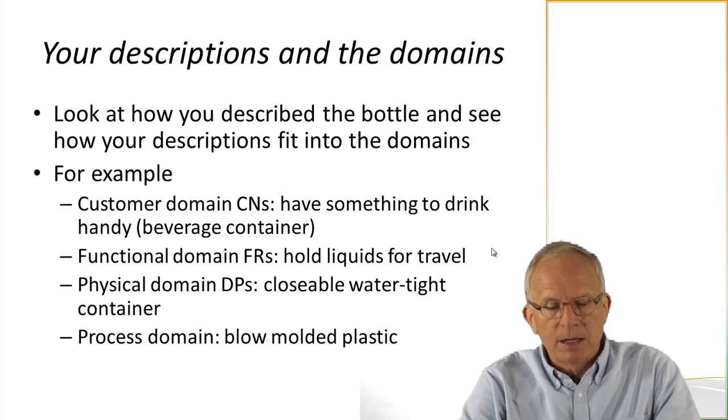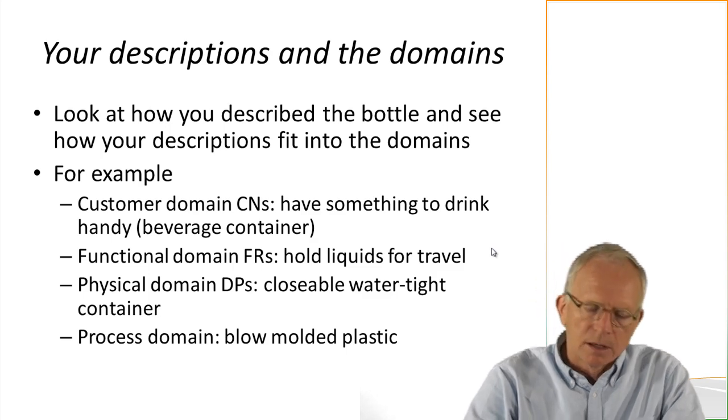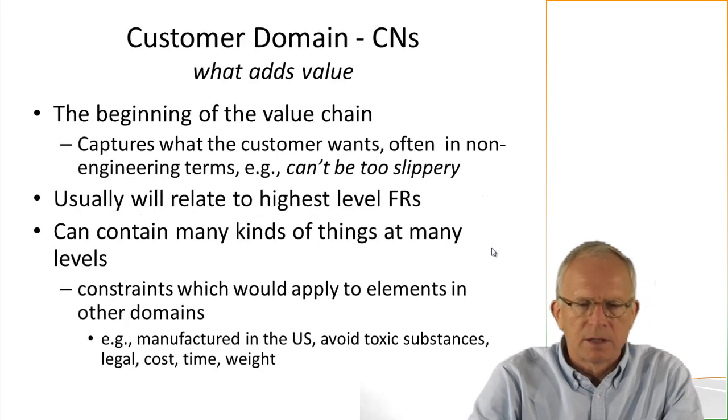The physical domain is the DPs, things like dimensions, thickness, materials, things that would go on a print. And the FRs are what sort of functions does it fulfill. Keeps things from spilling, has an openable quality, but basically hold drinkable liquids maybe for travel. And then you could decompose that, as we'll see later, logically. All right, so see how you did there.